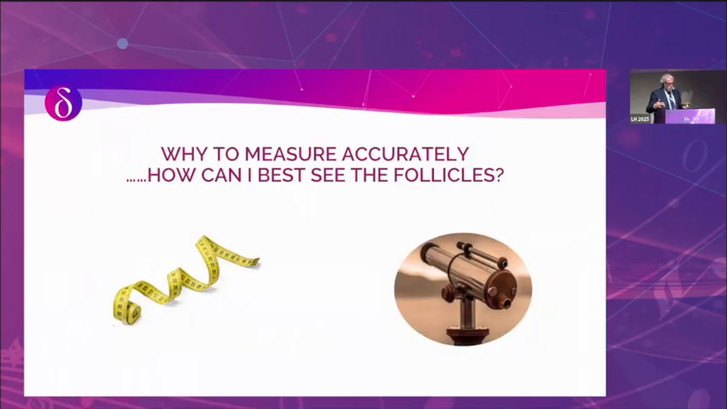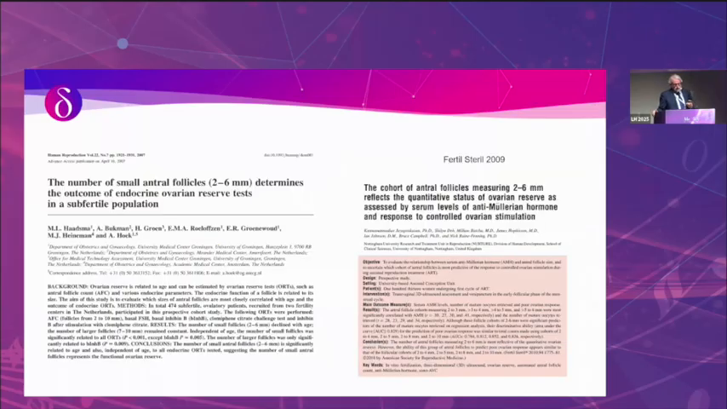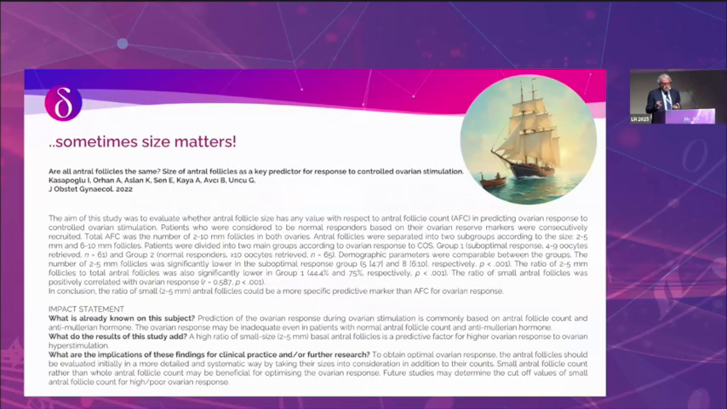But why do we have to measure these follicles accurately? And also, probably there are some tools to improve our capacity to recognize the follicles better. And this is a long story. The smaller follicles are more important than bigger follicles, also in the range of 2 to 10. There is clear evidence that these follicles we have to try to measure, because size matters. In this case, small size is more important than bigger size.